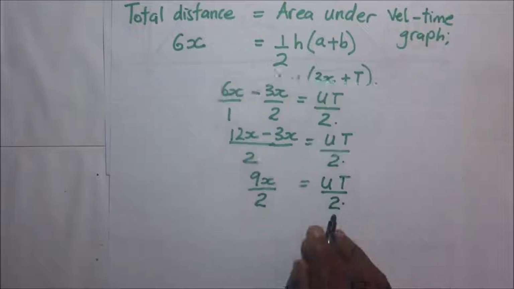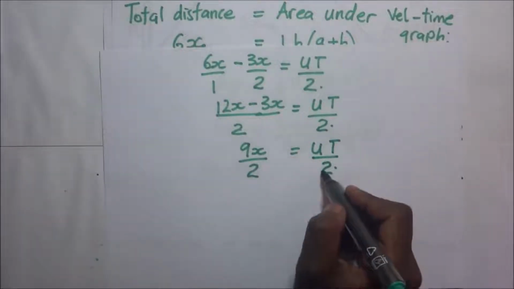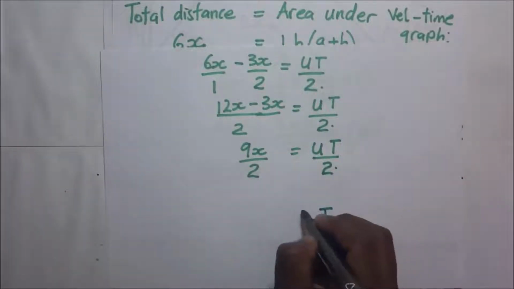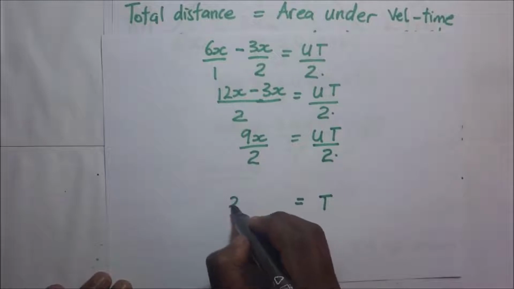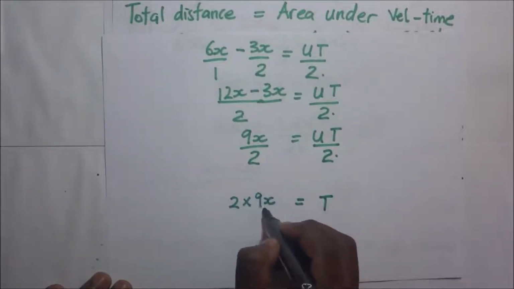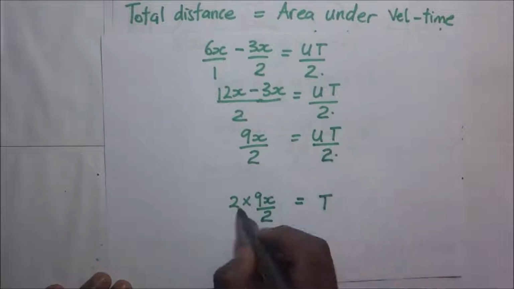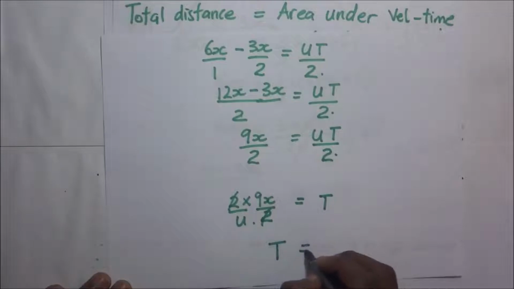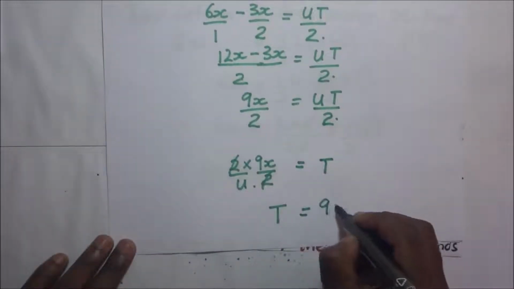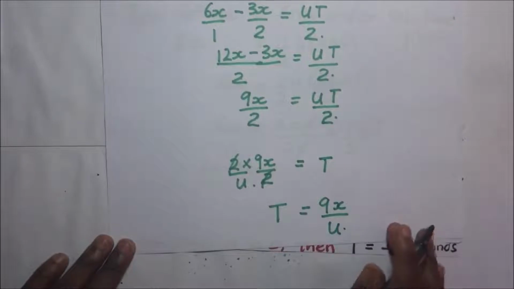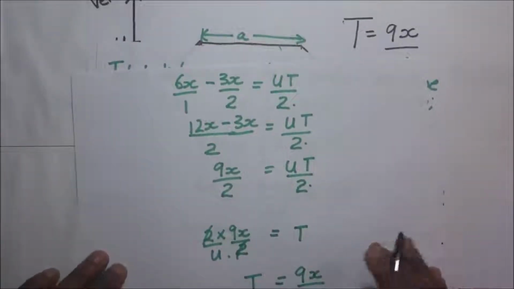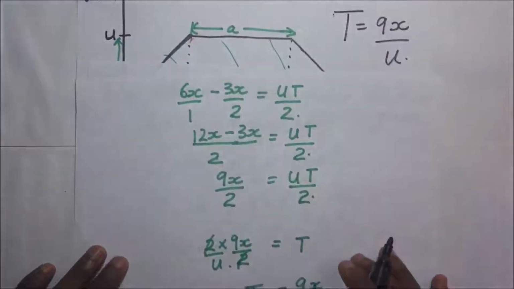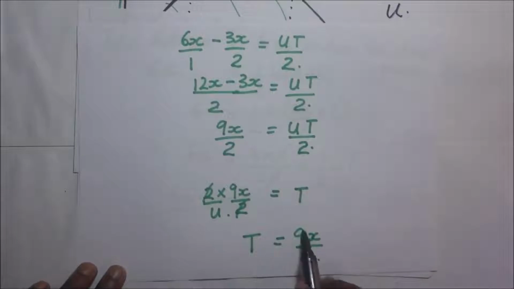Making T the subject of the formula means we multiply 2 on both sides here and divide through by u. You shall end up with capital T being equal to 2 times 9x over 2, and divide that by u. So that 2 goes with that. You remain with capital T here, giving us 9x over u. Now 9x over u happens to be what we have proved. Using the information that had been given to us in the question, we've been able to prove that capital T is going to be 9x over u.